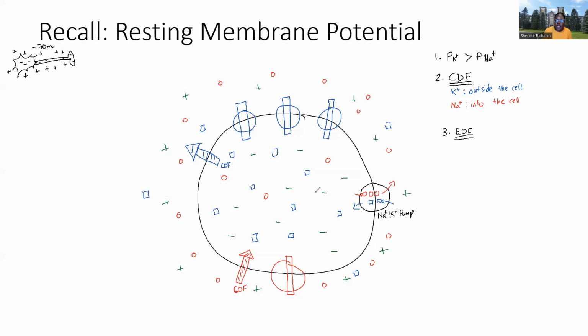So now we can really begin to think about the direction of movement of our EDF. Because both of these are positively charged ions, they're going to both want to get into the cell. Right? They're going to both want to get towards the negative area. Therefore, potassium will have an EDF moving it into the cell. This is the EDF, electrical driving force. And then sodium will have an EDF also moving it into the cell.